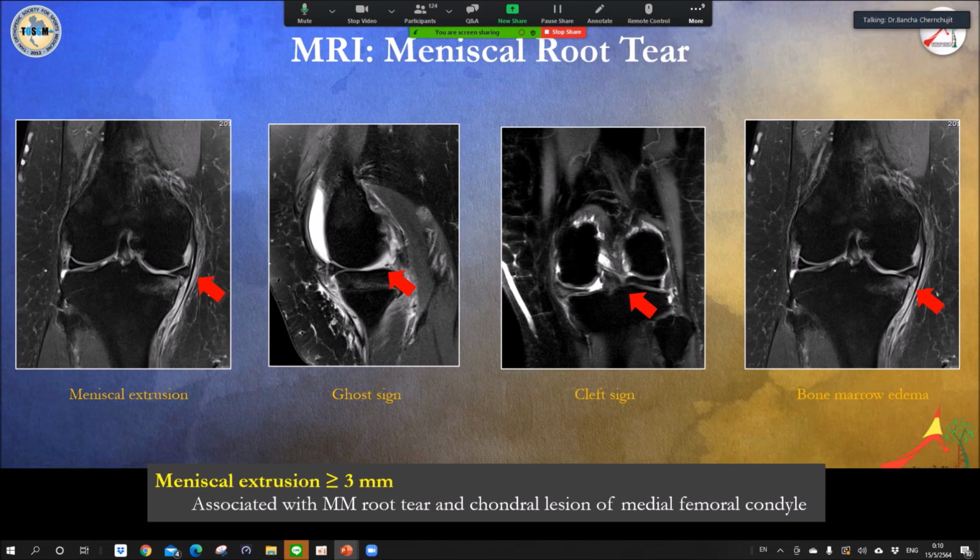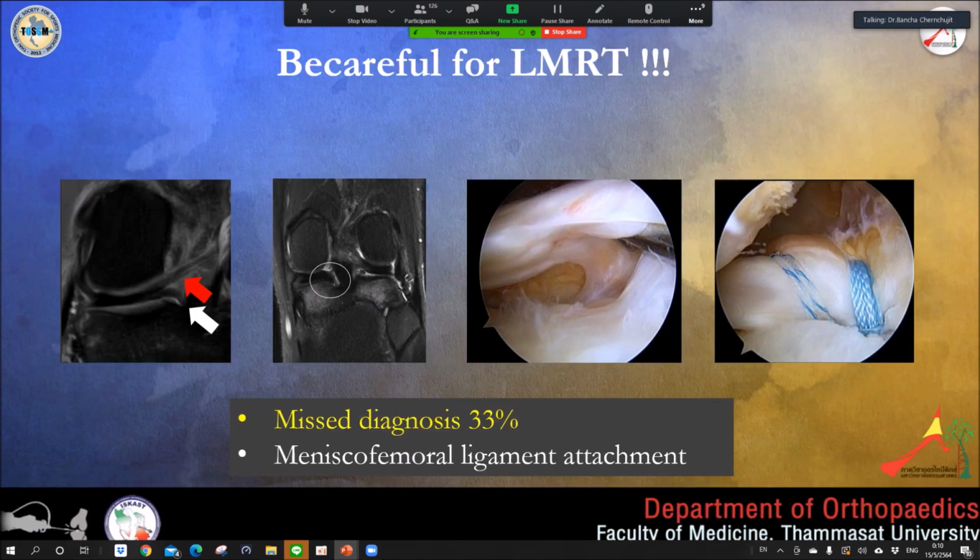These are the radiographic findings for the meniscus root tear. If you have a chronic root tear, the meniscus will extrude out of the joint. We call this meniscus extrusion. The meniscus disappears from the sagittal cut; we call this the ghost sign, meaning it disappears like a ghost. On the coronal T2, you can see the cleft, the gap between the meniscus and the PCL, and sometimes you can see bone marrow edema, especially at the tibial side. So this is the classic MRI of a meniscus root tear.